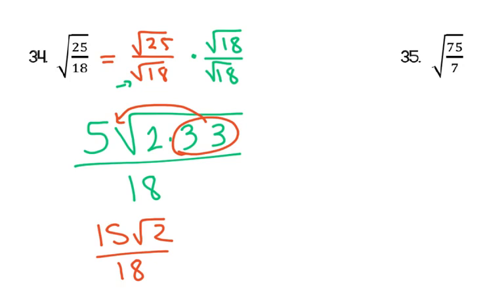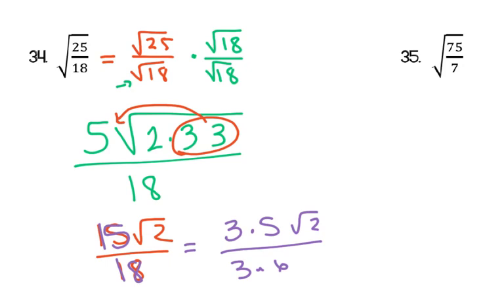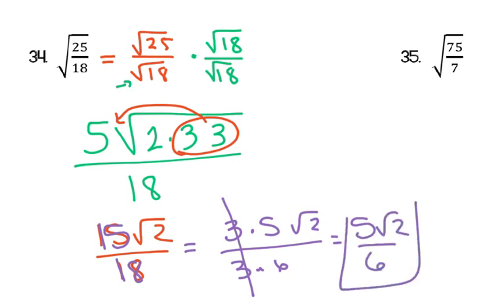Now, on this one, notice that the 15 and the 18 are both outside the radical, and 15 is 3 times 5, and 18 is 3 times 6. Those 3's can cancel. So your simplified answer for this one is actually 5 square root 2 over 6. So you might want to pause the video and study what I just did in that problem and make sure that you're following what happened. And then I want you to try 35.